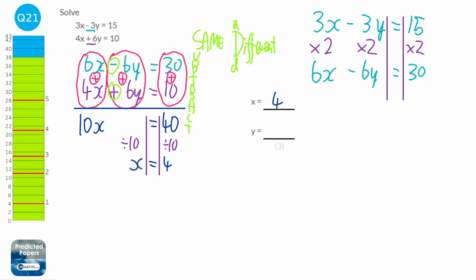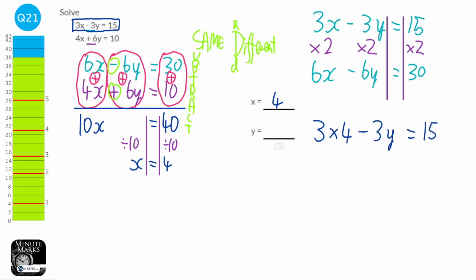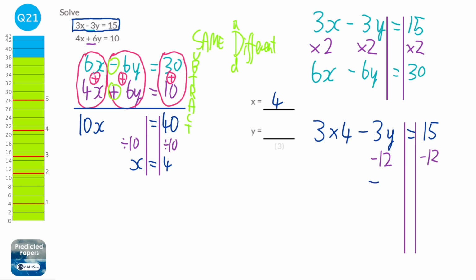Now that's one of the solutions, but we've got to find out what y is as well. So we're going to look at this first equation here, and we're going to just write out that, but substituting in the 4. So it's going to be 3 times 4 minus 3y equals 15. Get our solving lines in. So 3 times 4 is 12, so we're going to take away 12 from both sides. So we've got minus 3y equals 15 take away 12, which is 3. And then we're going to divide by the minus 3 both sides. So it's going to be y equals minus 1.